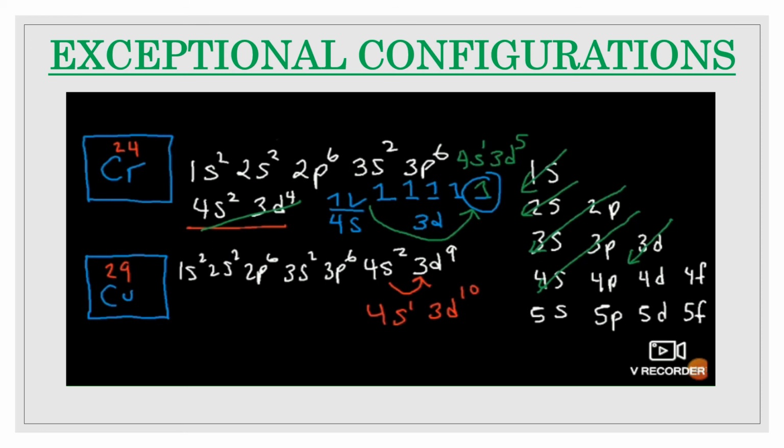Now this trend also works for elements in the same group as chromium and copper. For example, molybdenum, which is right below chromium, behaves in a similar way to chromium, but for some reason tungsten doesn't do it. Now, the elements under copper.